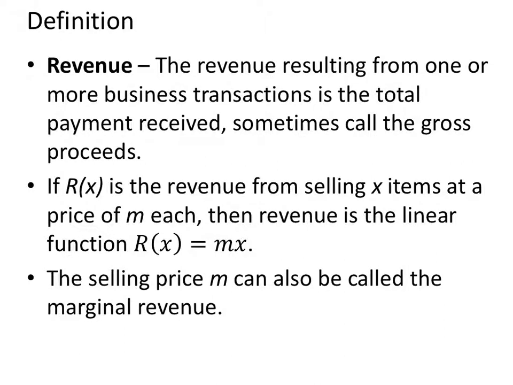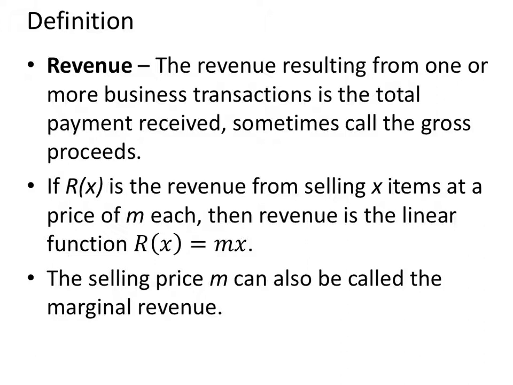Similarly, the revenue resulting from one or more business transactions is the total payment received, sometimes called the gross proceeds. I'm going to call it revenue. If R of x is the revenue from selling x items at a price of m each, right? You go to the store, you find a perfect pair of jeans for 20 bucks. I'm just saying. The revenue for the company when I go check out is 20 bucks multiplied by the number of pairs of pants I find. So that's revenue also.